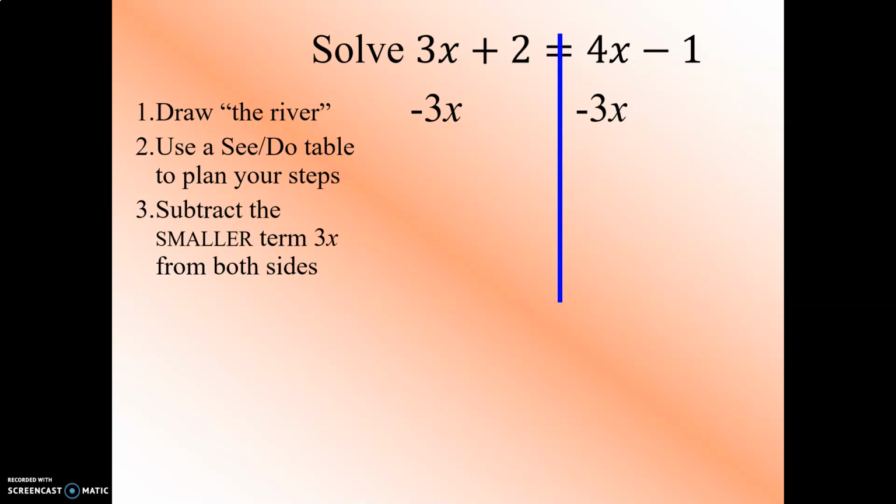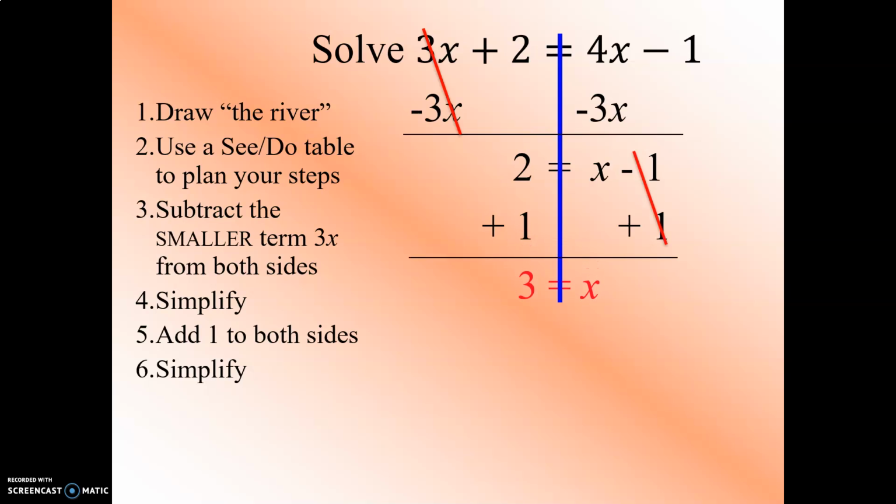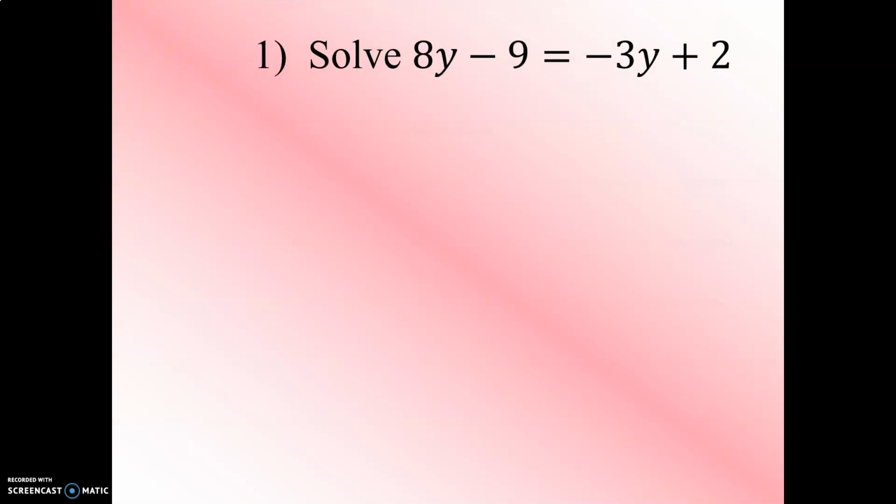Okay, and when we do that to both sides and then we simplify, we're going to get the x's all on one side, which is what we want. And now we can follow another see-do table or whatever other steps you see if you're comfortable with it. Add 1 to both sides, simplify again, and we get our result of x equals 3. Checking our work. Indeed, we get 11 on both sides. Okay, trying this one.